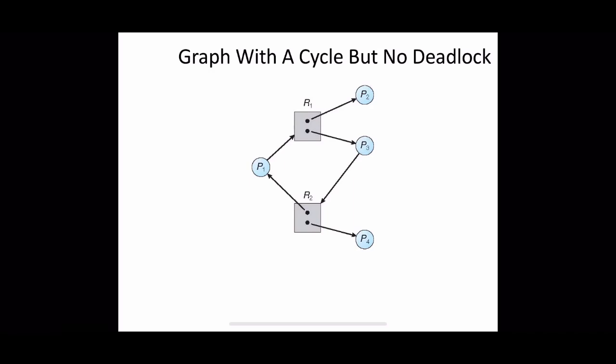So in the case of a system with resource types of multiple instances, the presence of a cycle indicates just the possibility of a deadlock. So we have to run some additional algorithm to find out whether there is actually a deadlock.